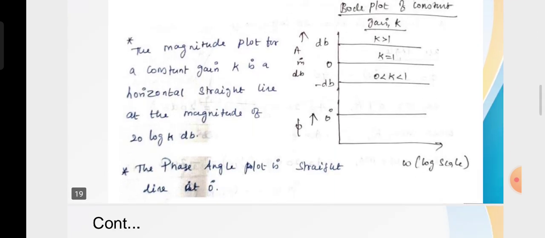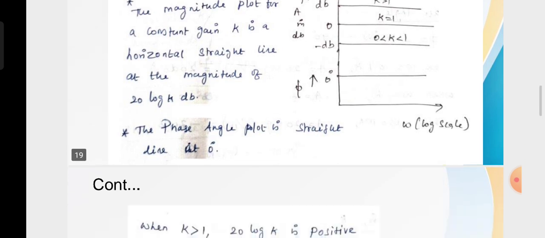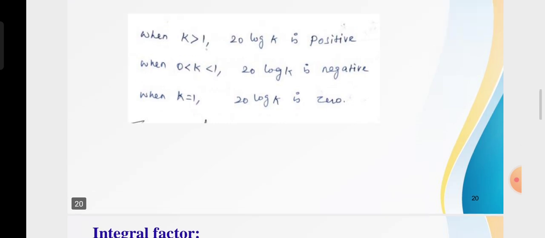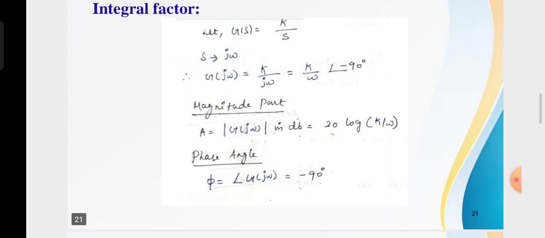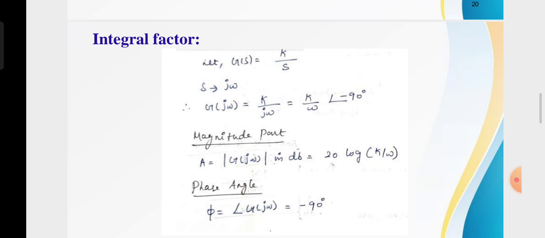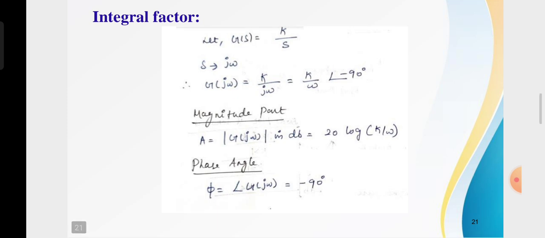So the magnitude plot is a horizontal straight line at the magnitude of 20 log K dB, and the phase angle plot is a straight line at 0 degree. Okay, so next, integral factor. The integral factor is written as G of s equal to K by s. Now substitute s equal to j omega. Therefore G of j omega equal to K by j omega. Next, find out the magnitude plot and the phase angle plot. The magnitude of G of j omega in dB is equal to 20 log of K by omega, and the phase angle phi is equal to minus 90 degree.